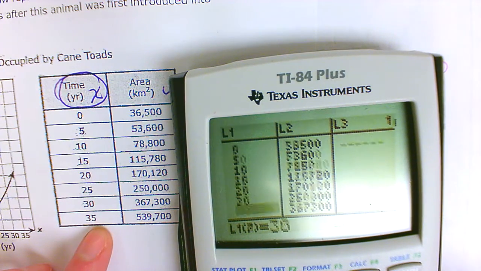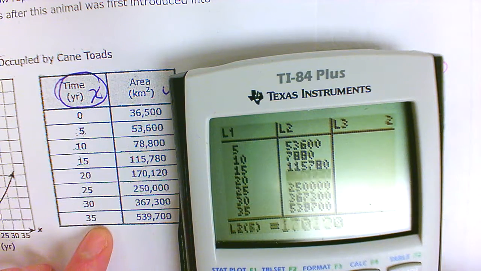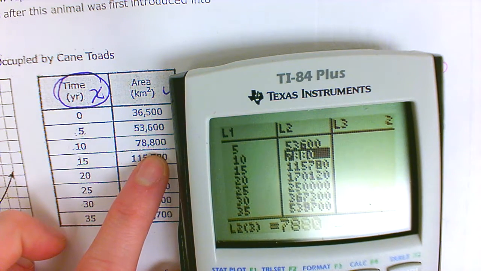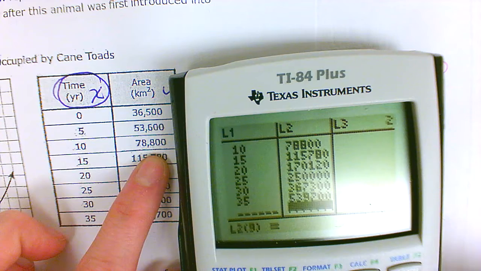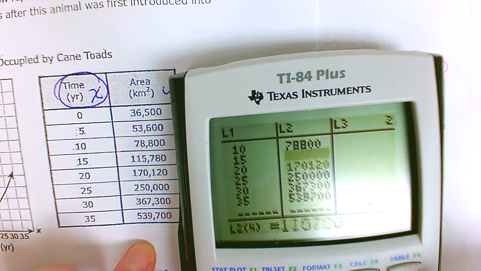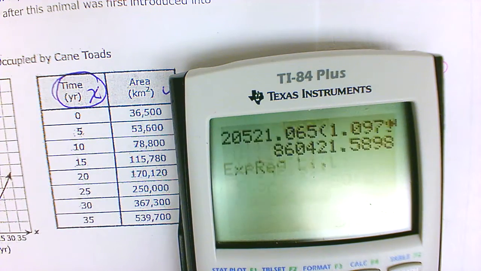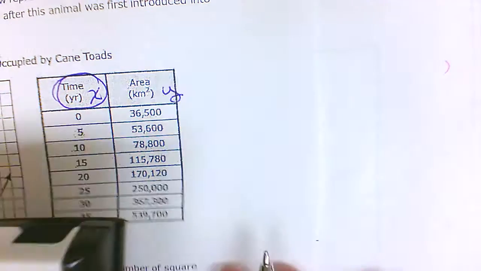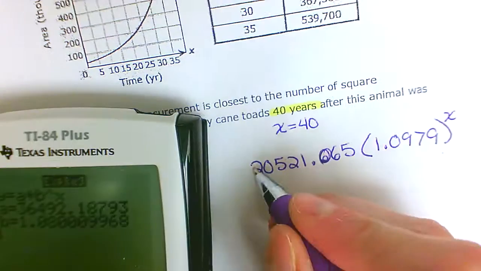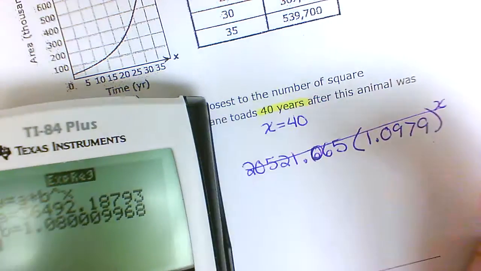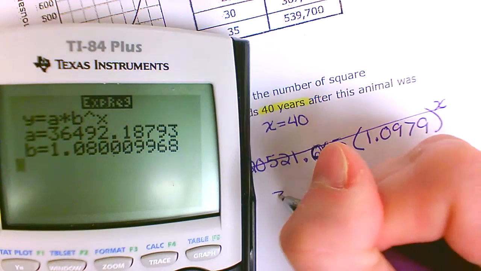Yay. Okay, 30, 35, all of that's okay. There it is. 78800. Let's double check before I do it again. Okay, stat calculate number 0. Okay, that looks better. So rewrite this. Mrs. Brown's making a lot of mistakes today.